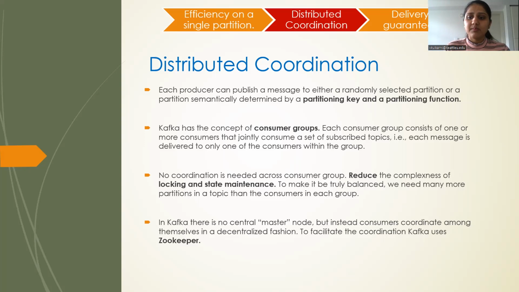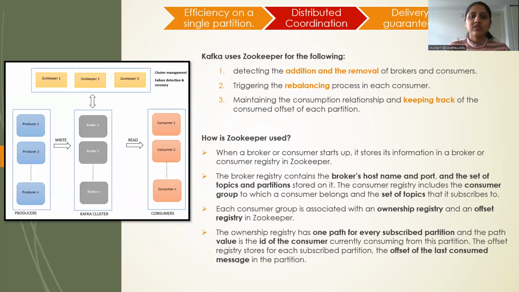So there is no coordination needed between the consumer groups, which reduces the complexity of locking and state maintenance between these consumers. As there is no central master node in Kafka, the consumers coordinate among themselves, and to facilitate the coordination, Kafka uses Zookeeper. Zookeeper is used for cluster management as well as failure detection and recovery. It is used for detecting the addition and removal of brokers and consumers, triggering the rebalance in case of failure, maintaining the consumption relationship, and keeping track of the consumed offset of each partition.